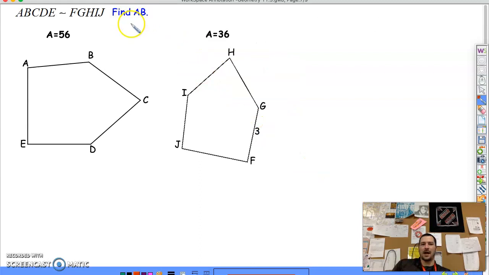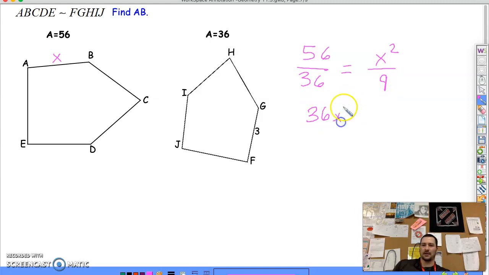All right. Now we have the areas, and we want to find a side length. So we want to find AB. So AB is here. We'll call it X. We know the areas, that ratio is 56 over 36. But again, we don't want to set it equal to X over 3 because those ratios aren't equal. Got to remember that with the sides, we have to square them to get them to equal the areas. So over here, we would have X squared over 3 squared, which is 9.